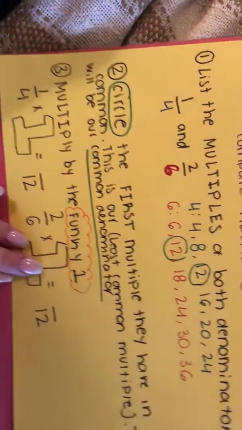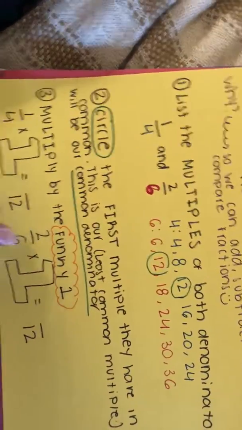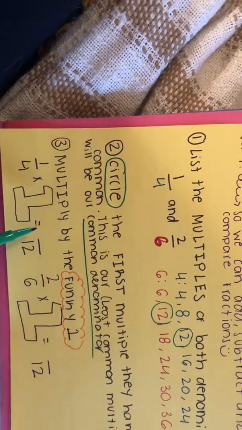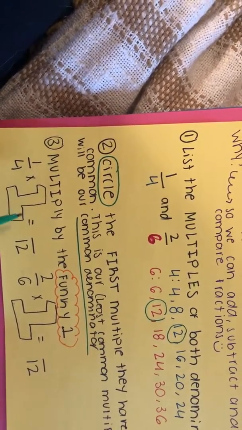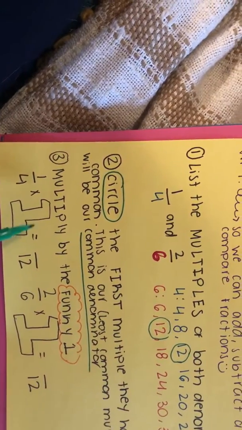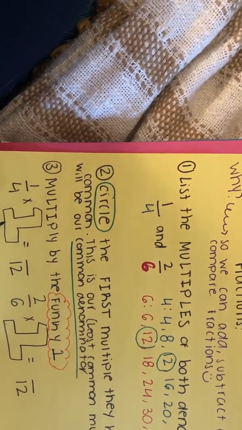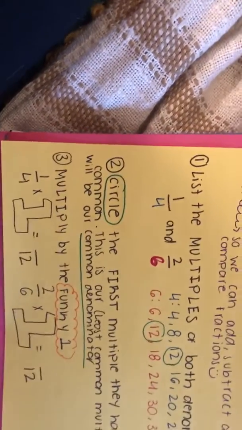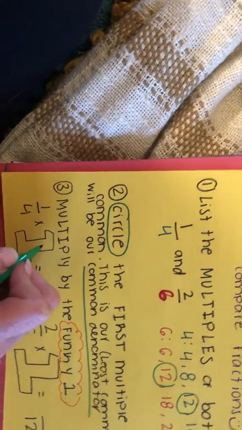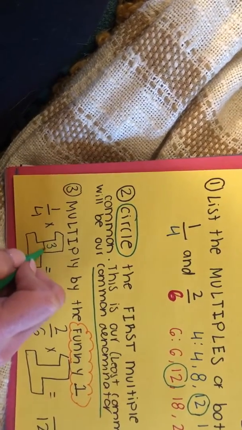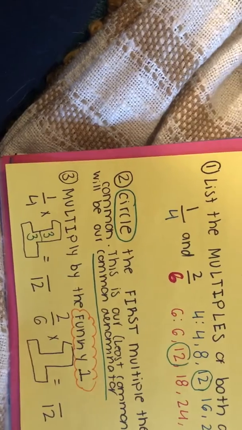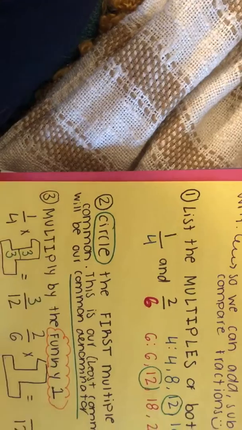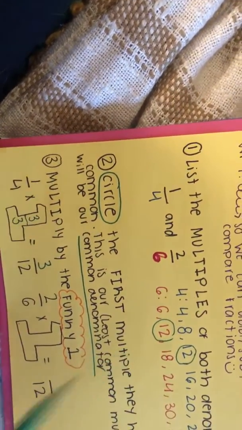Step 3 is to multiply by that funky 1, which we learned about in the very beginning of our unit. So I'm going to multiply 1/4 by a fraction that is equivalent to 1 to get a denominator of 12. So I'm thinking to myself, 4 times what equals 12? And we know that it's 3. So inside my funky 1 goes 3 over 3. And now I multiply across. 1 times 3 is 3. 4 times 3 is 12, and that's our common denominator.